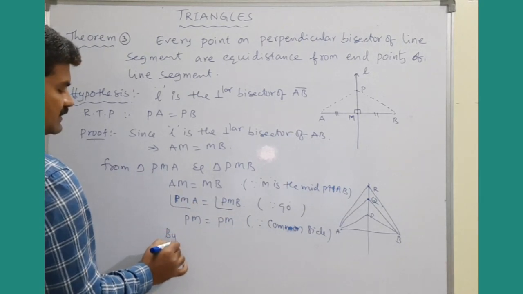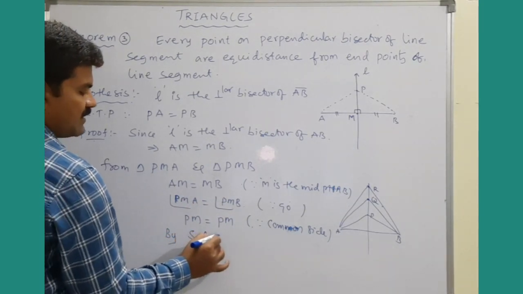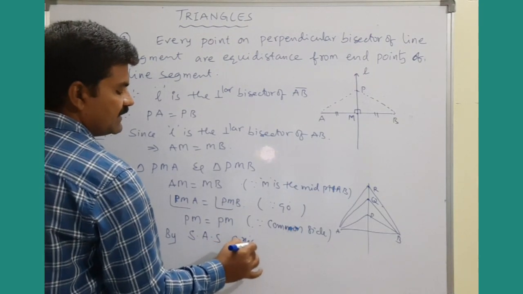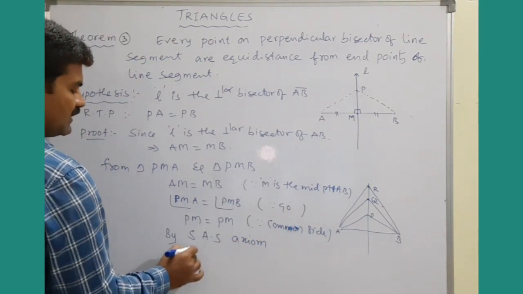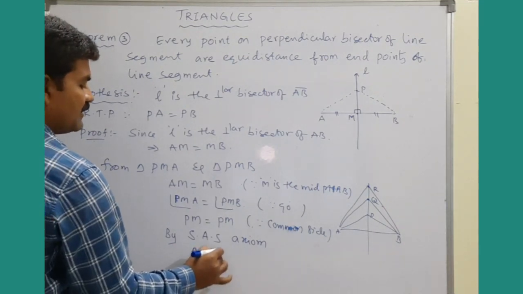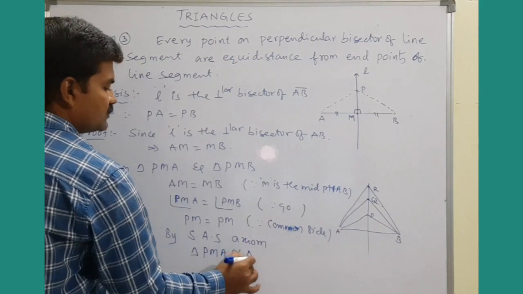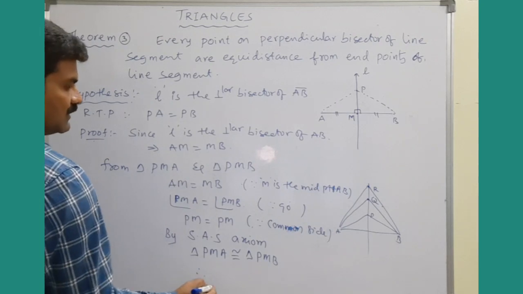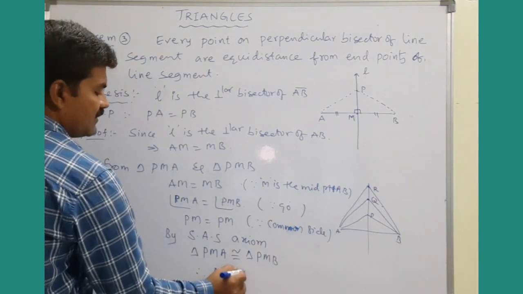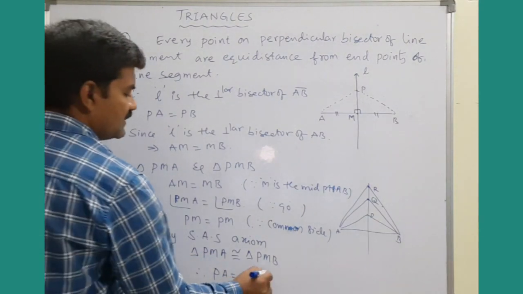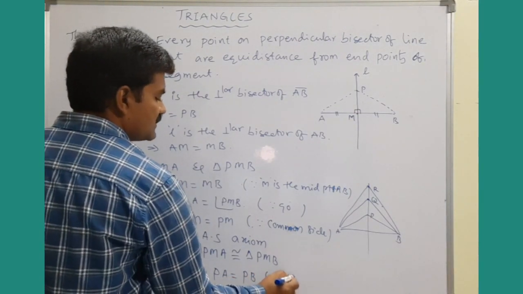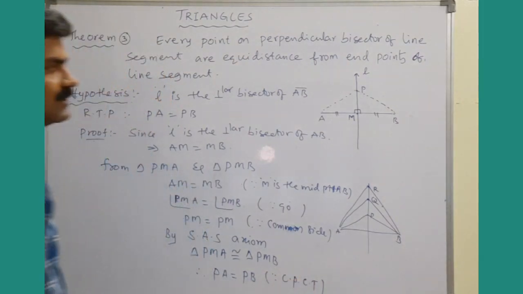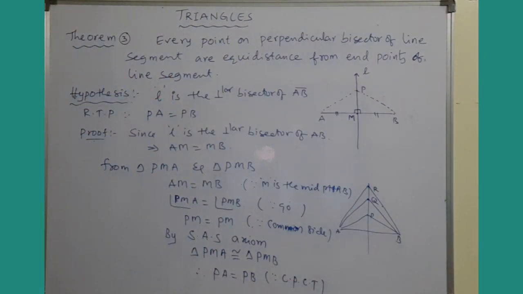So I can say that by SAS congruence criterion or simply axiom, triangle PMA is congruent to triangle PMB. Therefore, I can say that PA is equals to PB because of CPCT. Isn't it? Those two triangles are congruent to each other, then their corresponding parts are equal. Hence proved.